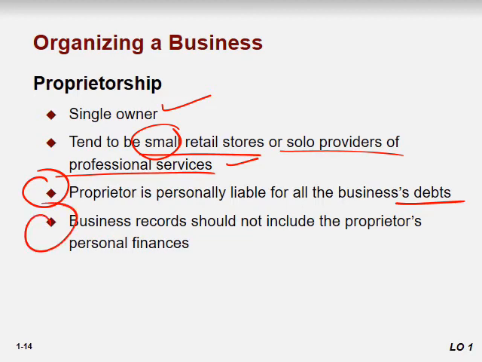The last point is that for accounting purposes, a proprietorship is a distinct entity, which means the owner is separate and the business is separate. Thus, the business record should not include the proprietor's personal finances, which means business statements do not include how much the proprietor has in his personal account, or the cost of his luxury car, or the cost of his house, etc.